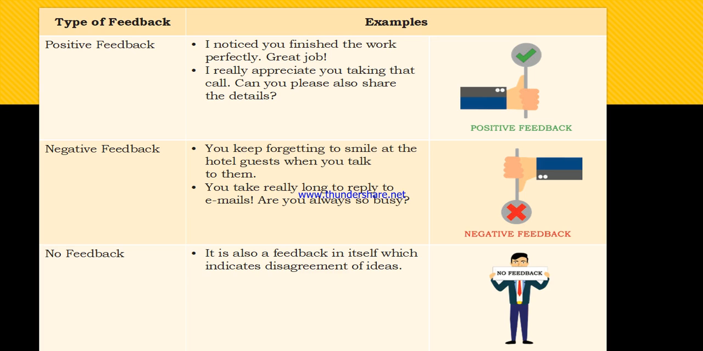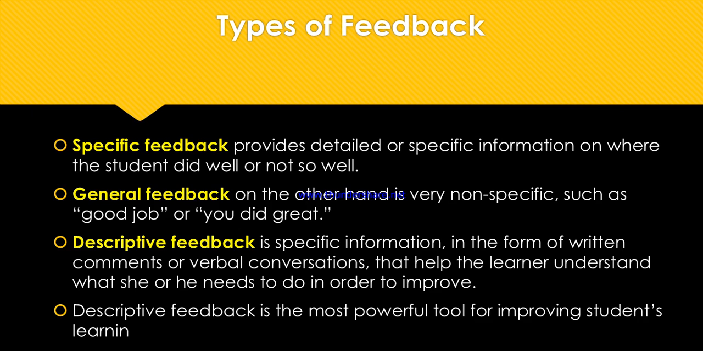Types of feedback: positive, negative, no feedback. When you don't say anything, when you keep your mouth shut, then that is no feedback. Types of feedback: specific feedback, general feedback, descriptive feedback. So specific feedback provides detailed or specific information on where the student did well or not so well. Just look into the points here, children.